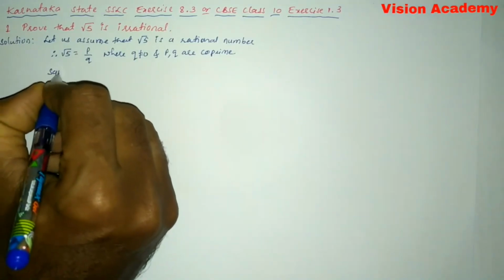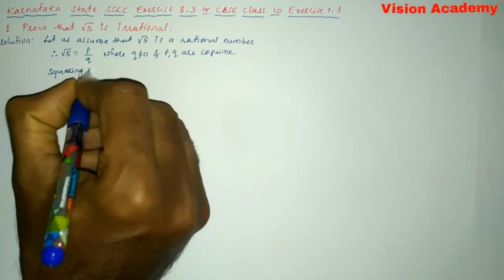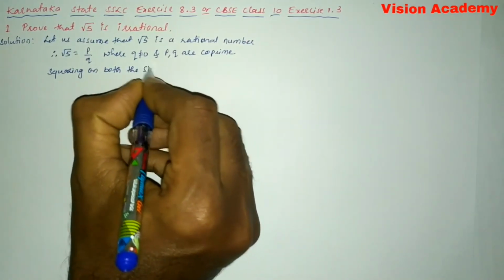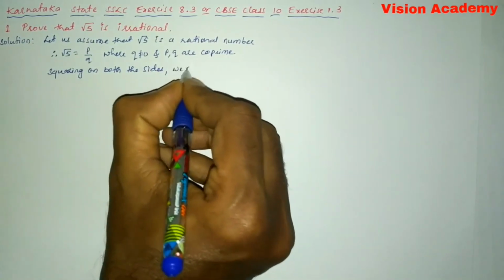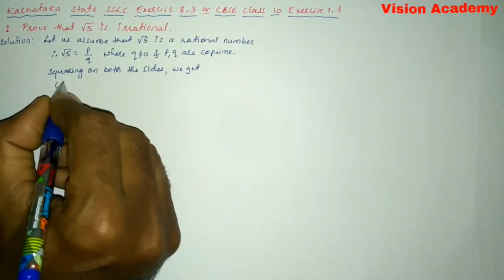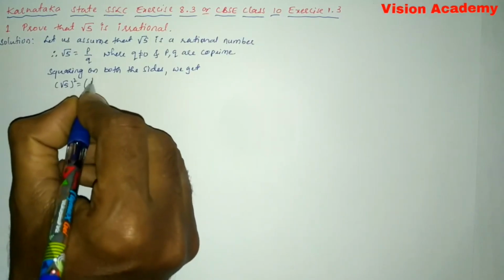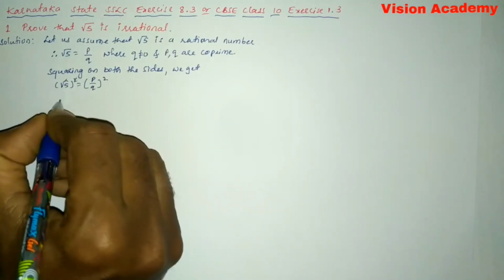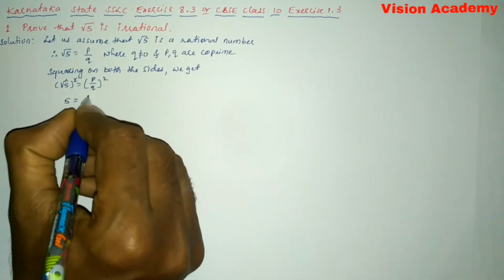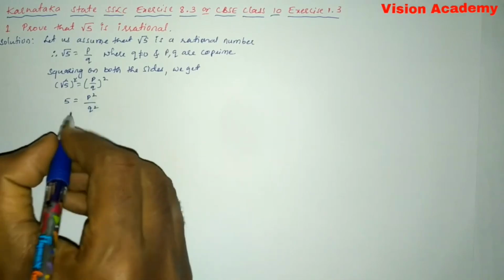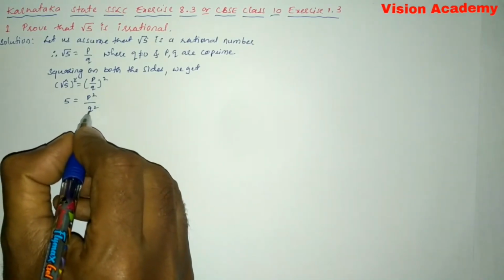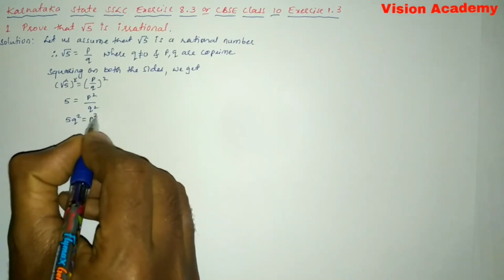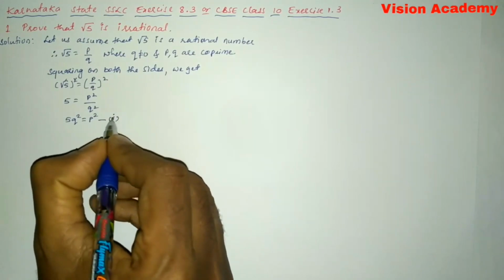Now we'll write: squaring on both the sides, we get square root of 5 whole square is equal to p by q whole square. So the square root will get cancelled. It will become 5 is equal to p square by q square. Let us transfer this q square from RHS to LHS. It will become 5 q square is equal to p square. Let us consider this as equation number 1.